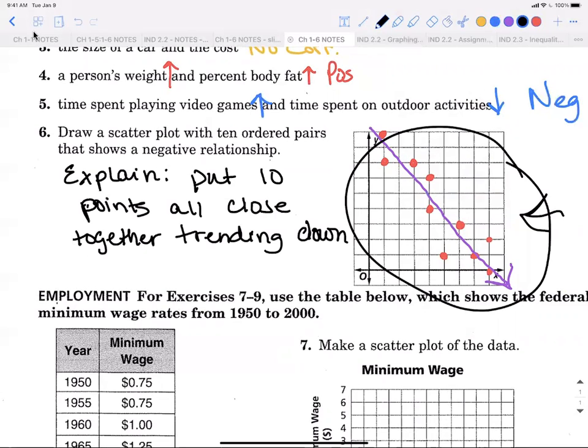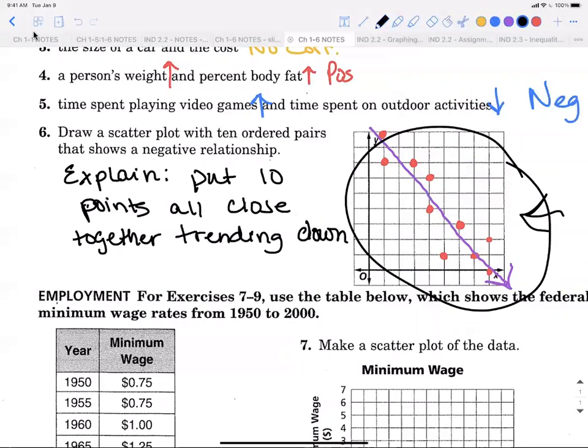So act like you're explaining it to your next door neighbor, your dog, your grandma, whoever asks you. Please don't tell me your dog asked you. Whoever asks you, why did you do this? How would you tell them in words how you did it? That's all it means, explain. I don't need you to get fancy. You don't have to use big math terms. Just act like you're talking to your best friend.